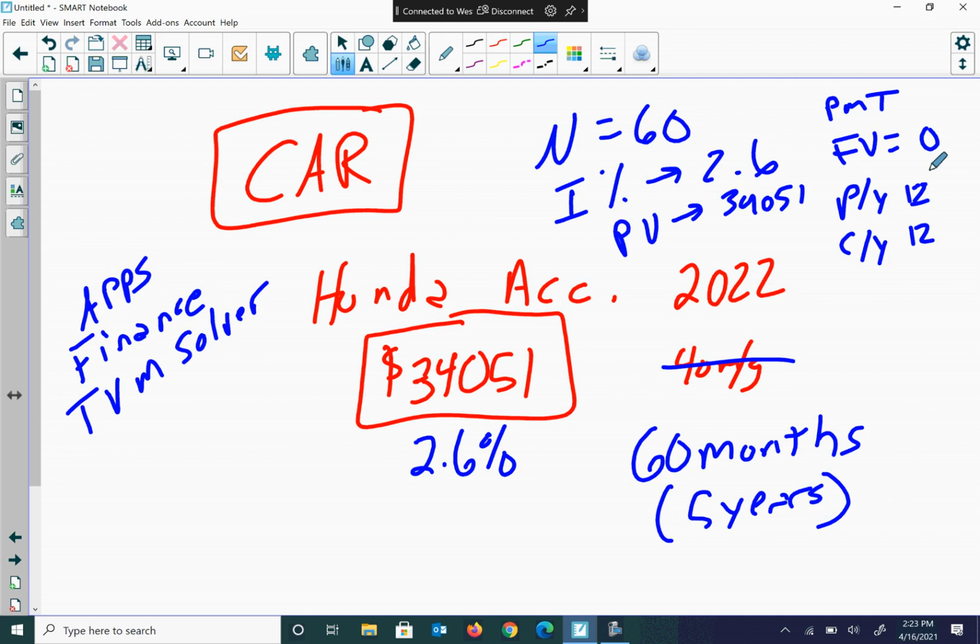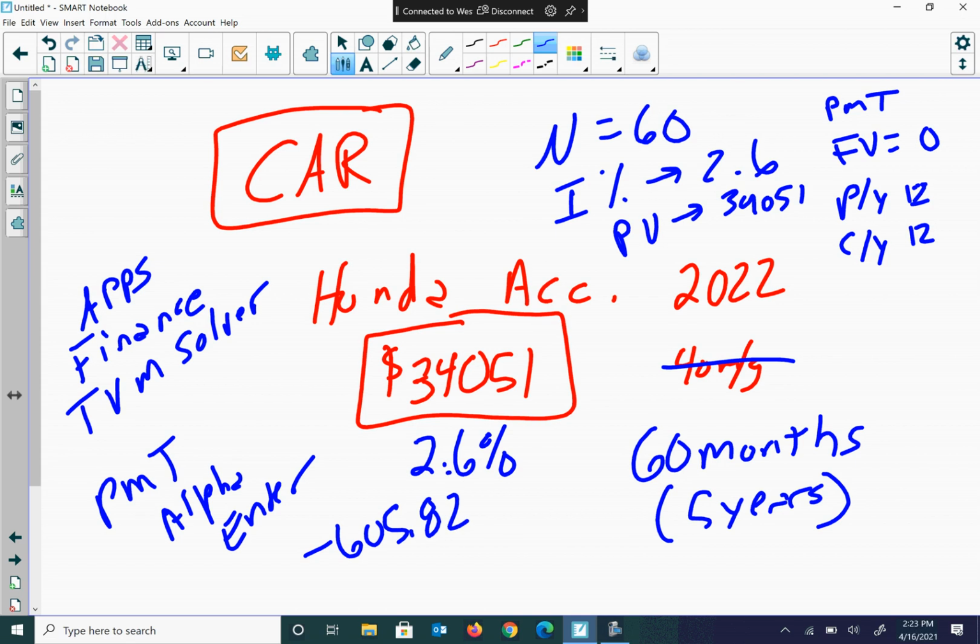All right, so move back up your cursor to the payment line. Go to the payment line with your cursor. And then once you're there, you hit alpha, enter. When it's on the payment line. Yep, 605.82 to the nearest penny. Agree? So that means you're paying $605.82. This does not include the tax or insurance for your car. This is just what the dealership's getting from you. So you're going to pay $605.82.